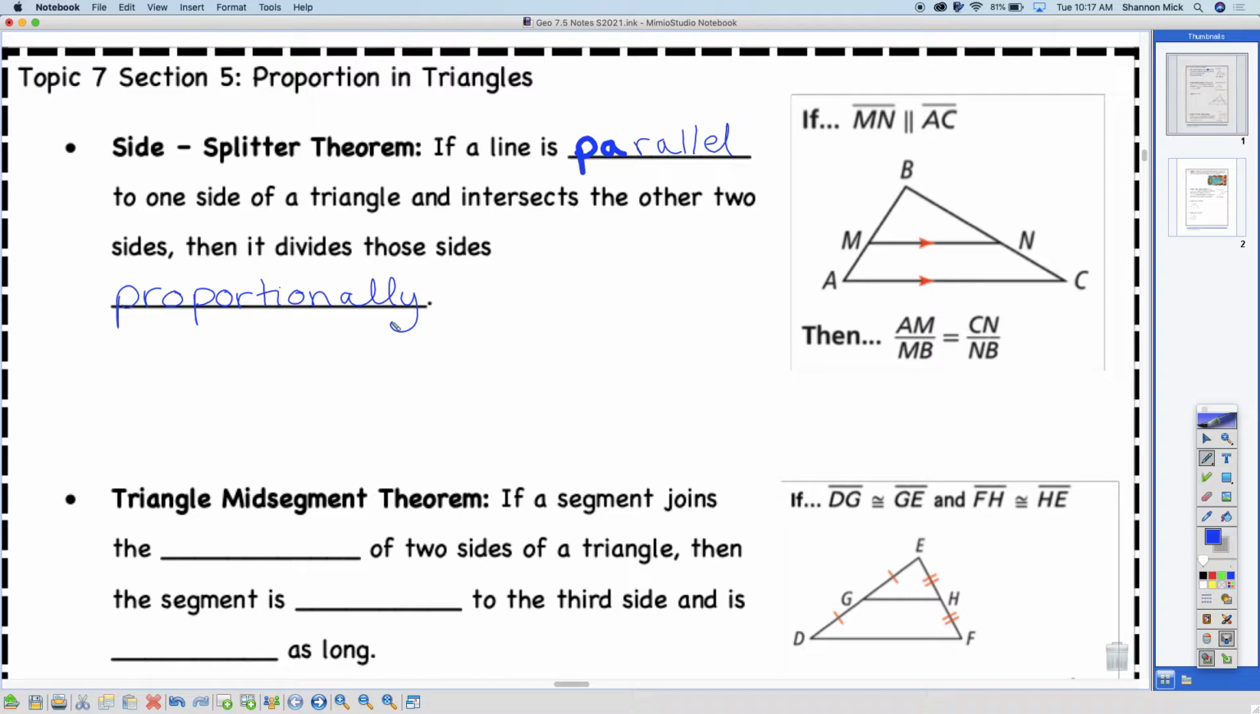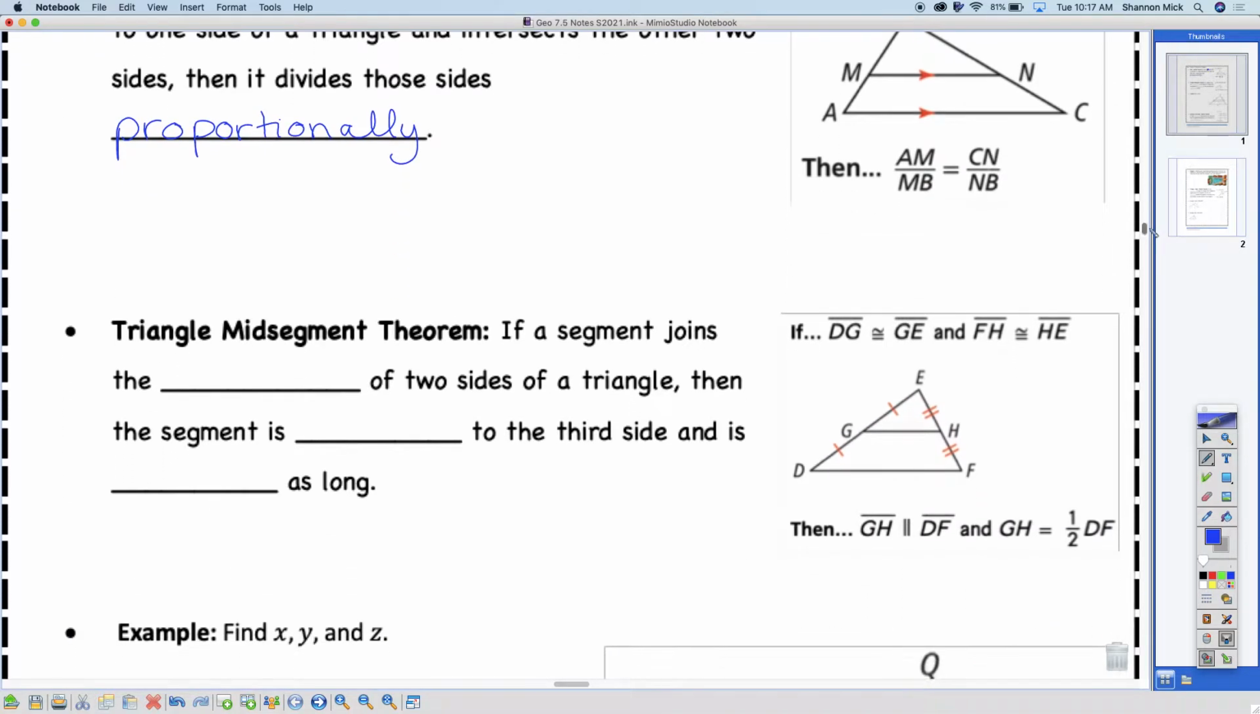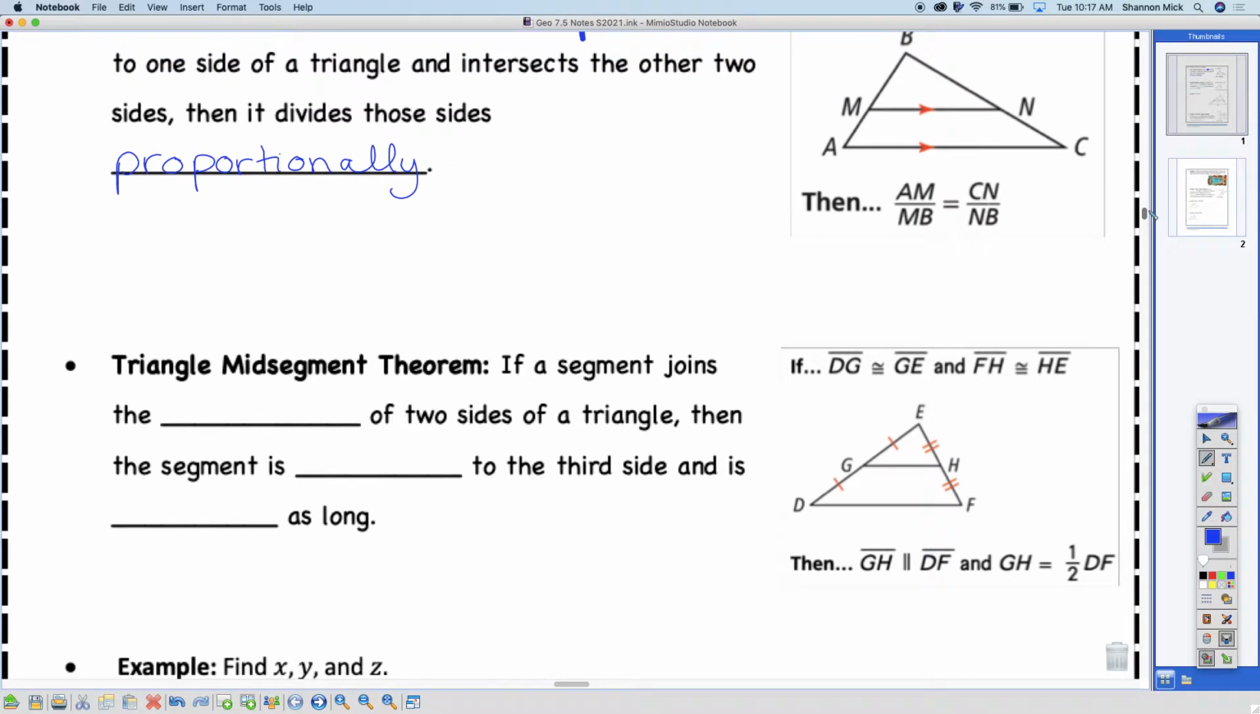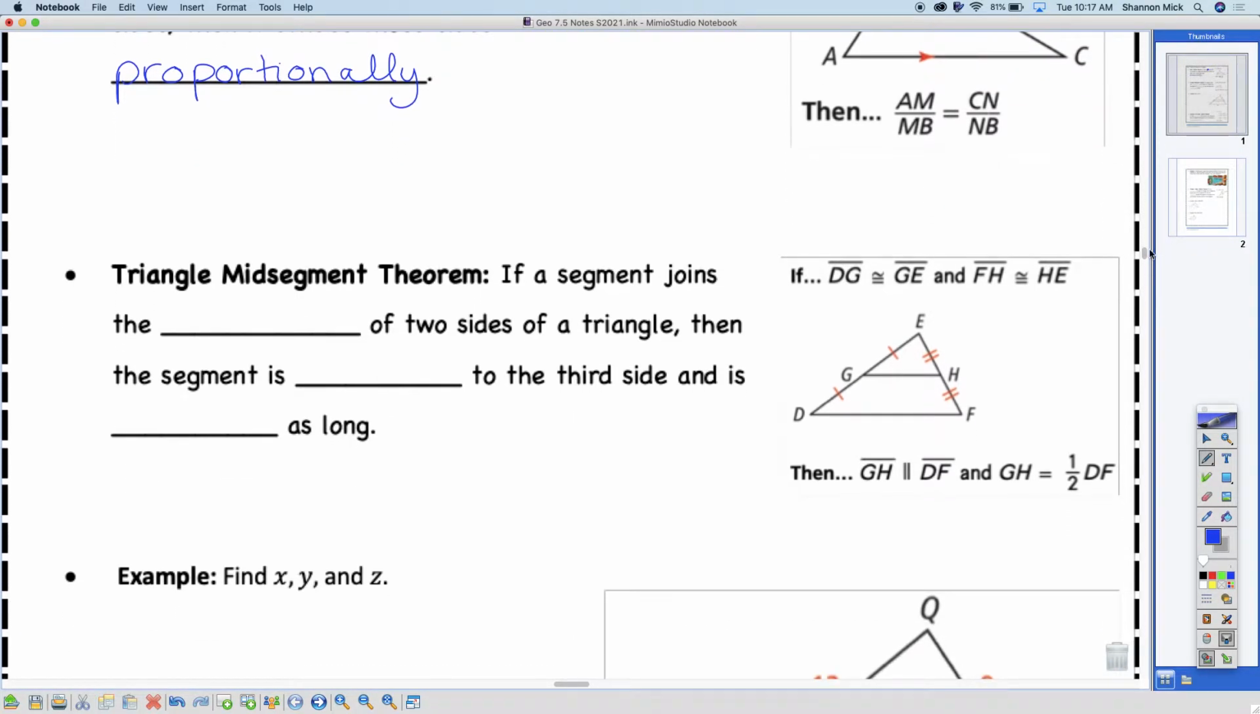Okay. Oh, I got the other one. I don't have to move it up. Oh, I don't have the bottom, do I? Shoot. Okay, so then we also have the triangle mid-segment. Oh, I can't fit both of them on.